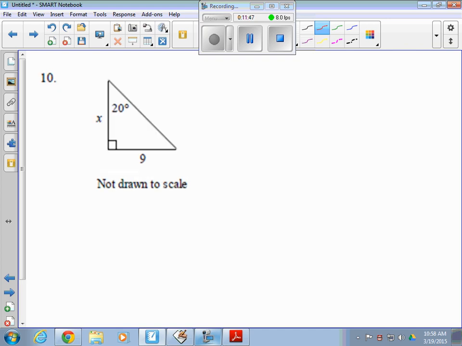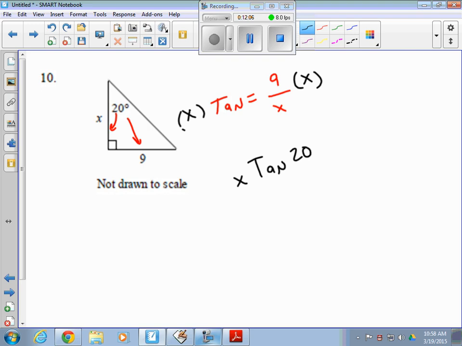Number 10, we're doing the same thing, except this time you have an opposite and an adjacent again. Again, it's the tangent, but it's the opposite 9 over the adjacent x. So you got to do it in 2 steps. Multiply this by x and this by x. So you have x times the tangent of 20 degrees equals 9.